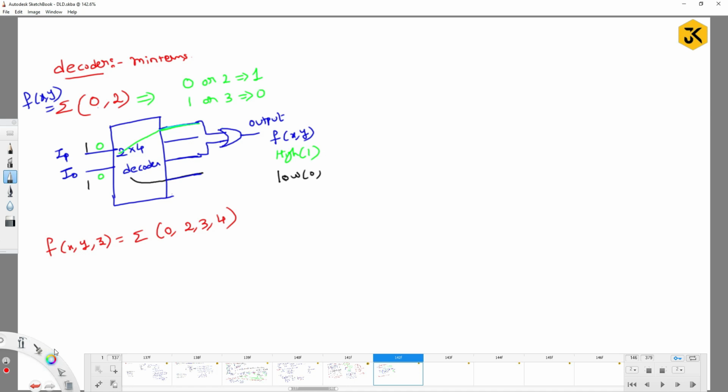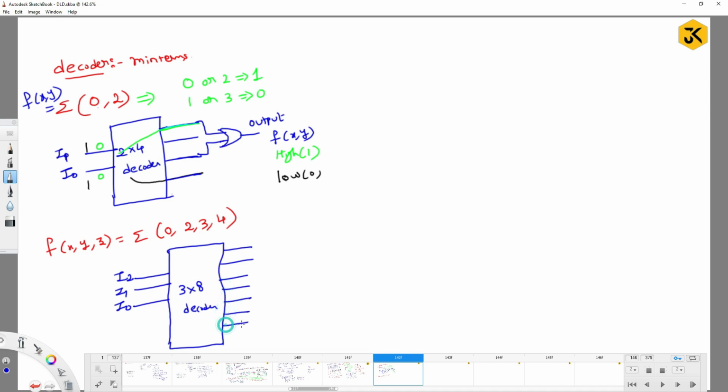So what kind of decoder is required here? Is a 2x4 decoder sufficient? No. So we'll go with the next level, that is the 3x8 decoder, where you are going to have 3 inputs: I2, I1, I0, and basically we are going to have 8 output lines: 0, 1, 2, 3, 4, 5, 6 and 7.